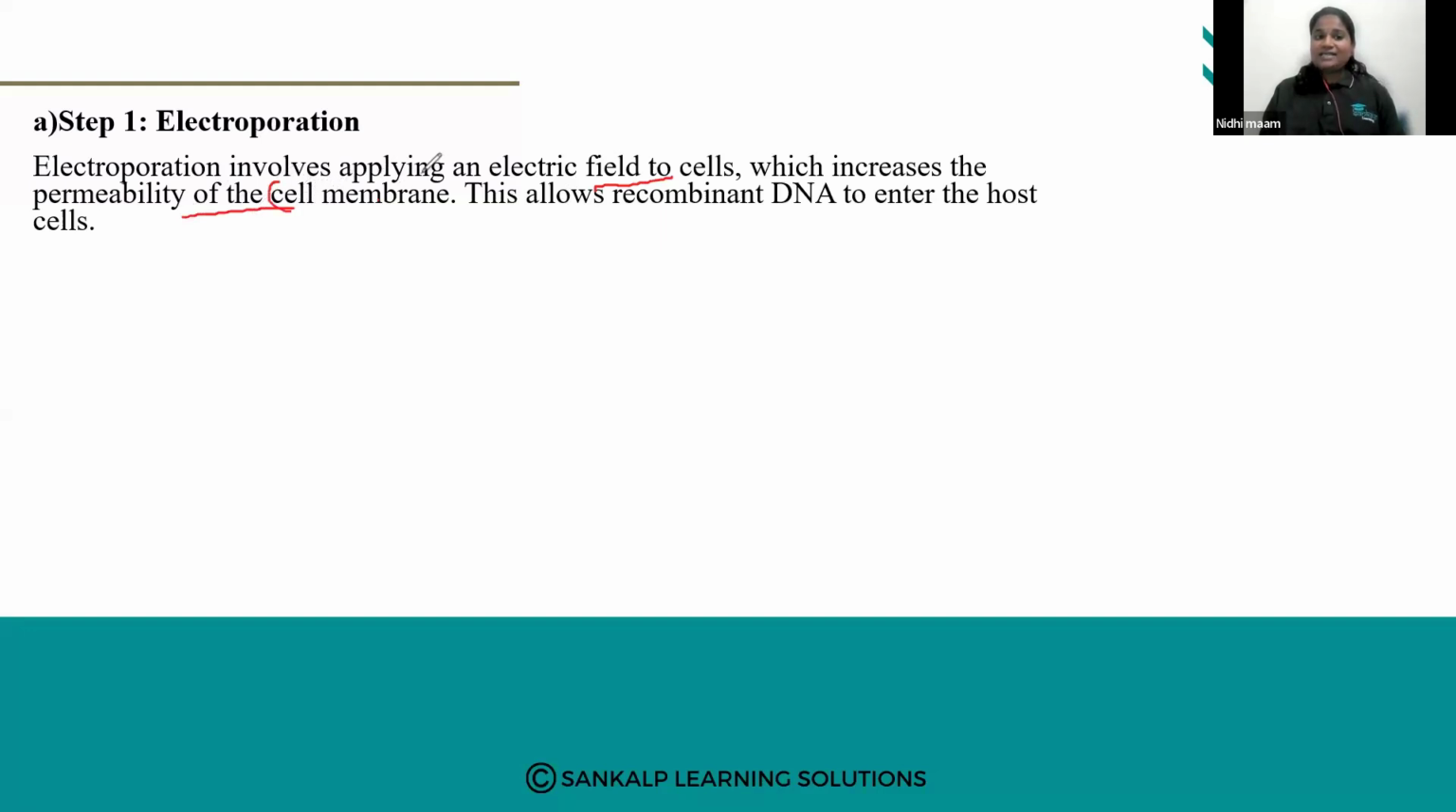We know that the cell membrane is a semi-permeable membrane. It will not allow all the materials to get inside it, and it will not allow all the materials to go outside it. So to increase the permeability of the cell membrane, we apply the electric field. When you apply the electric field, that allows the recombinant DNA to enter the host cell.